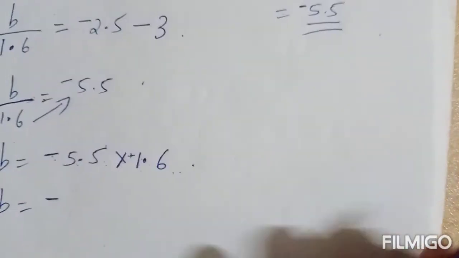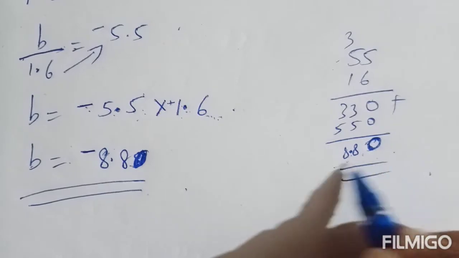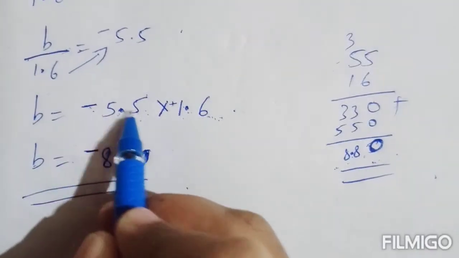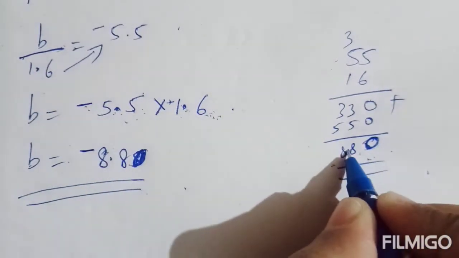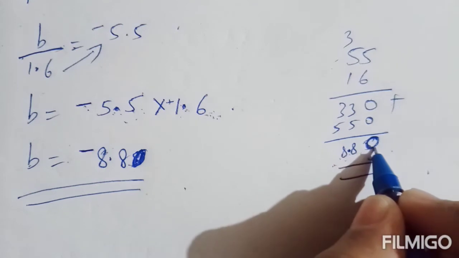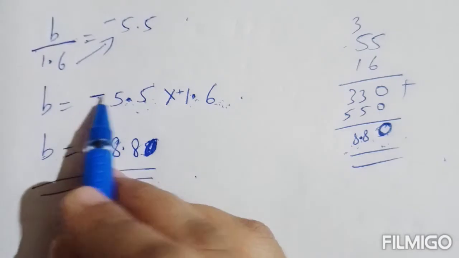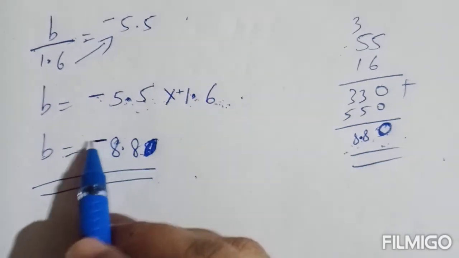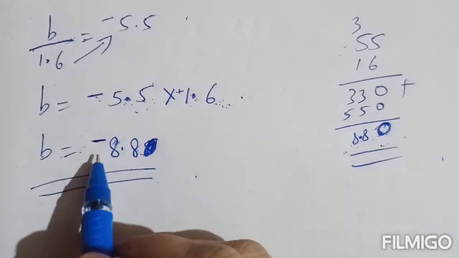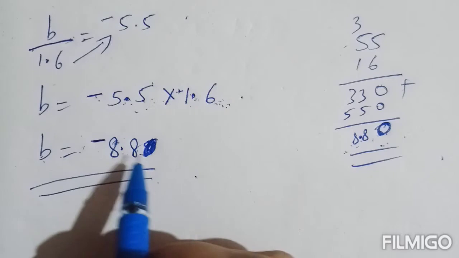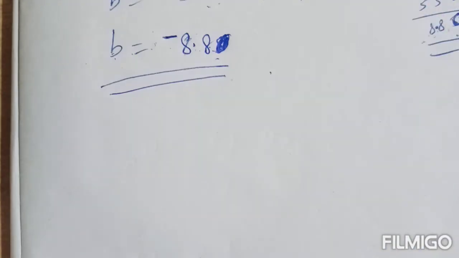Negative into positive it is negative. 5.5 into 1.6. So first find 55 into 16. You will get 880. But here after the decimal point 1 digit, here also 1 digit. So total 2 digits should be there after the decimal point. So the answer will be 8.80. That means b equal to minus positive into negative, it is negative. So negative 8.8. No need to put 0 here. So b equal to minus 8.8 will be the answer. Okay. Do the sixth one as homework.